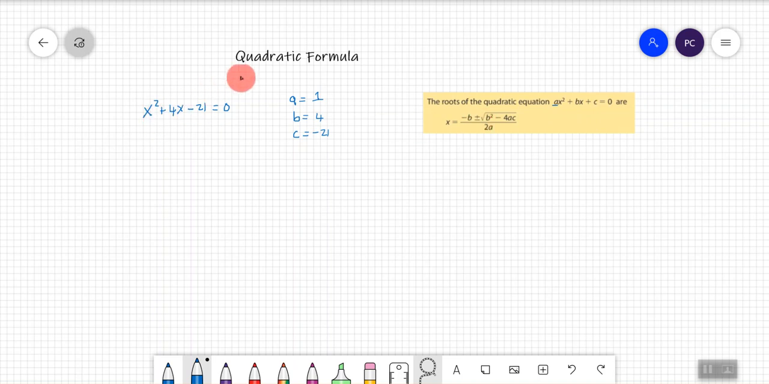And also, when you have a quadratic, it needs to be in this form before you start identifying what a, b, and c is. So in other words, it has to have each of the terms equal to 0.